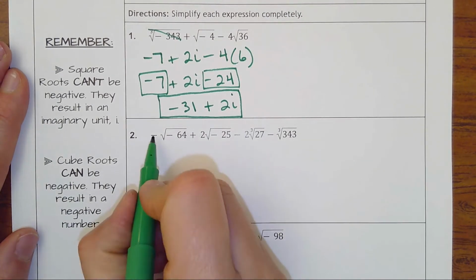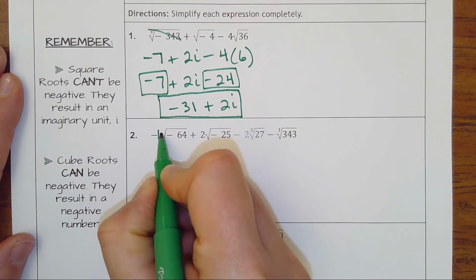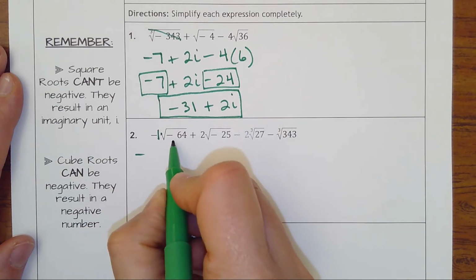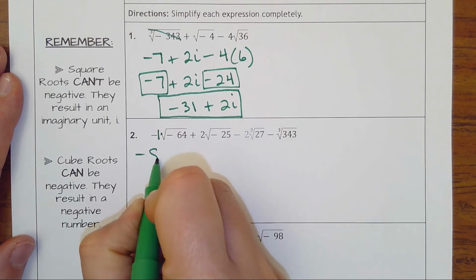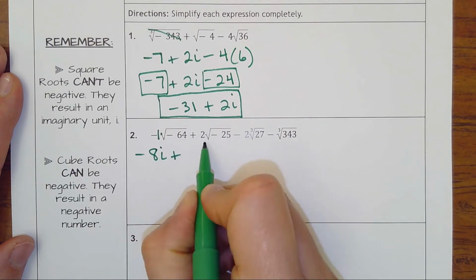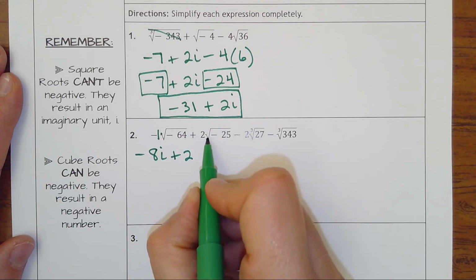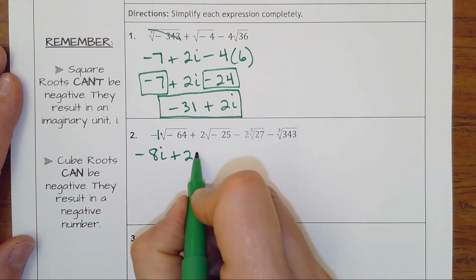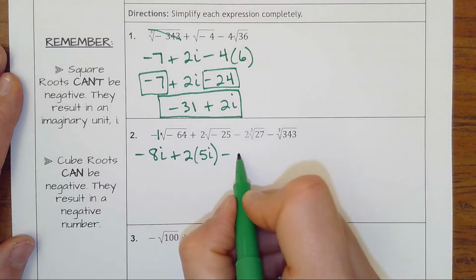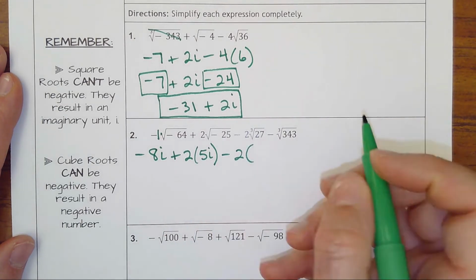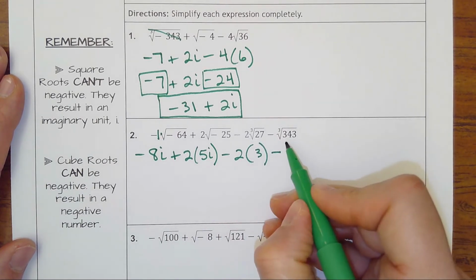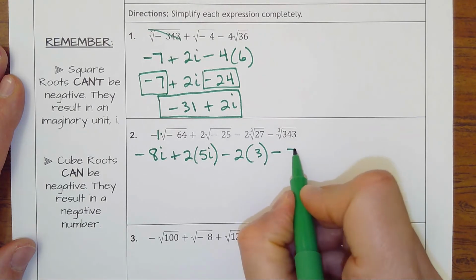Okay, number 2 has a negative in front. That's like a negative 1 times whatever we get for this. So I'll have a negative, square root of negative 64 would be 8i, and then this would be plus 2 times square root of negative 25 would be 5i, minus 2 times cube root of 27 is 3, minus cube root of 343, 7.